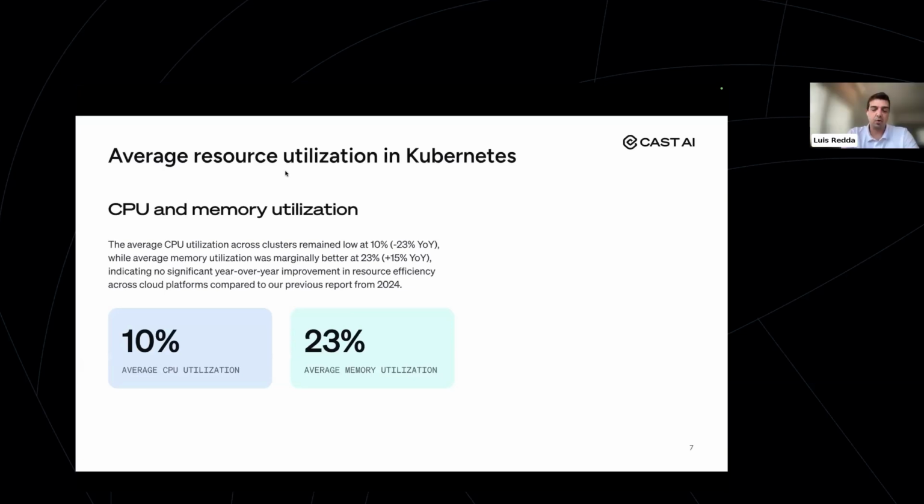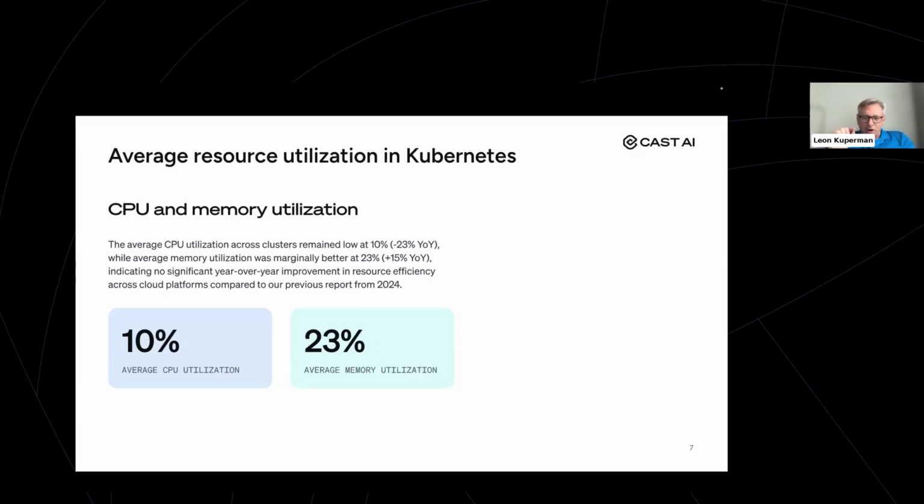Yeah, perfect. We analyze thousands of clusters every year. And here we saw an average CPU utilization of just 10%. This is very, very low. That means that people are provisioning 10 times more resources than needed. Memory is a little bit better with 23% of memory utilization, but still very low. And many times people are also under provisioning resources, in this case putting less resource than needed. So, Luis, let's go to the next slide.